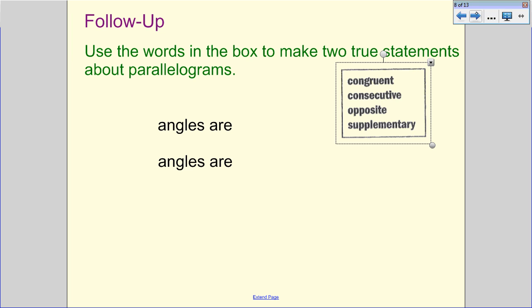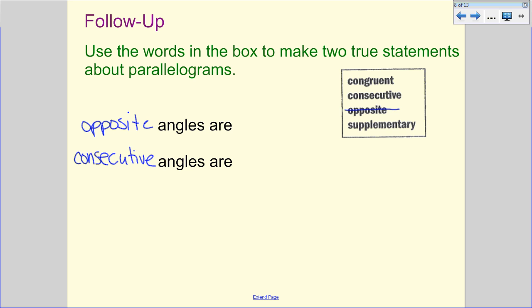So let's go through and do our checkpoint. We want to use the words in the box to make two true statements about parallelograms. I'm going to help you guys out. We have blank angles are blank. I want you guys to tell me what you know about opposite angles. So we're going to use opposite first from our word choice. And then I want you to tell me what you know about consecutive angles.